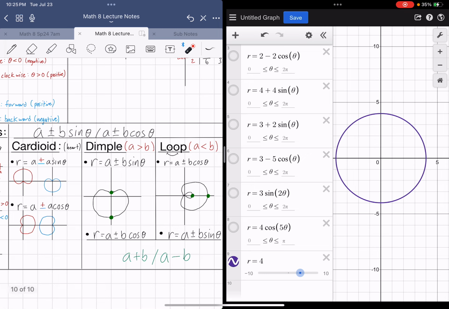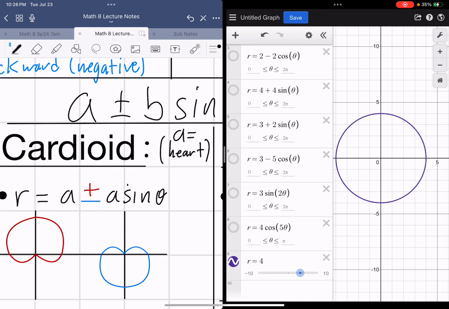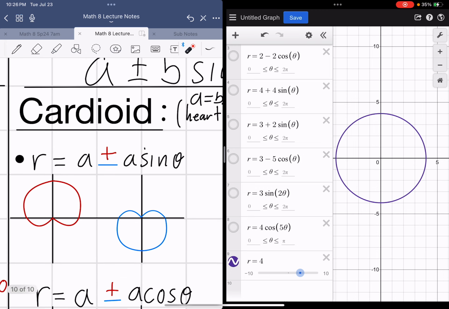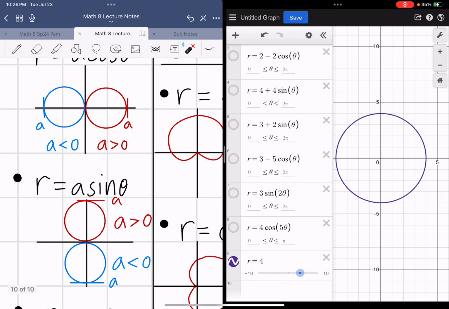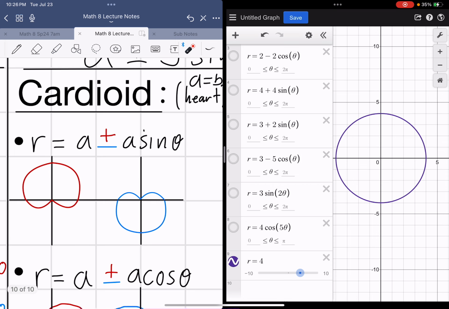So to start, looking at this cardioid, the main thing that you're going to notice is that coefficient and constant term are the exact same value. Now, sure, there can be a negative for this coefficient, but that just speaks to what side the cardioid is pointing towards. And it's the same as what we did in our circles.